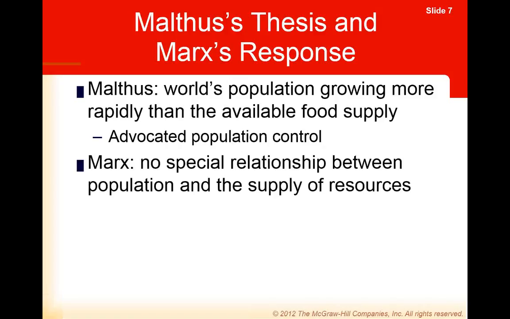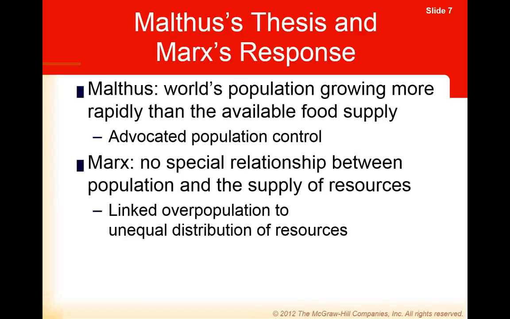Marx kind of opposes this because he essentially says that there's no special relationship between population and the supply of resources. What Marx feels is the problem is unequal distribution of resources. And he linked overpopulation to that. Marx saw inequality. Of course, remember, it's Marx we're talking about here. And Marx sees inequality at the root of almost all social ills.